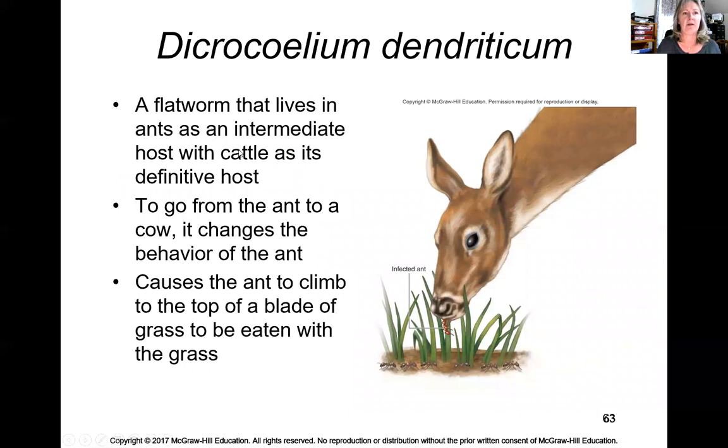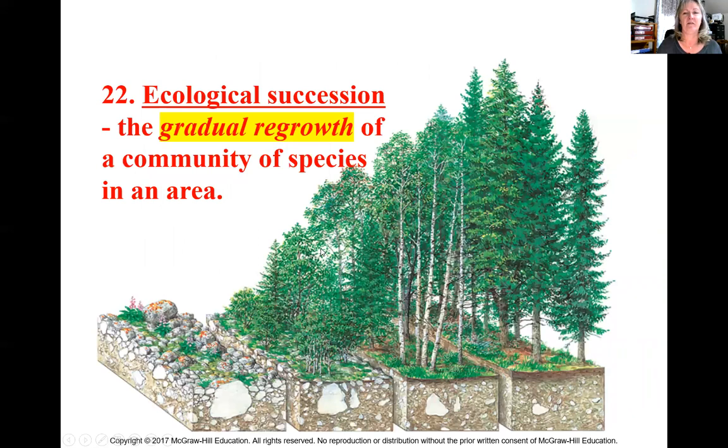This is just describing a flatworm, which is a parasitic worm, and it lives in an ant. And so the ant, it doesn't hurt the ant, but the ant will crawl up the blade of grass and is inadvertently eaten by the grazing animal, and then the flatworm develops after it's in the intestines of that grazing animal.